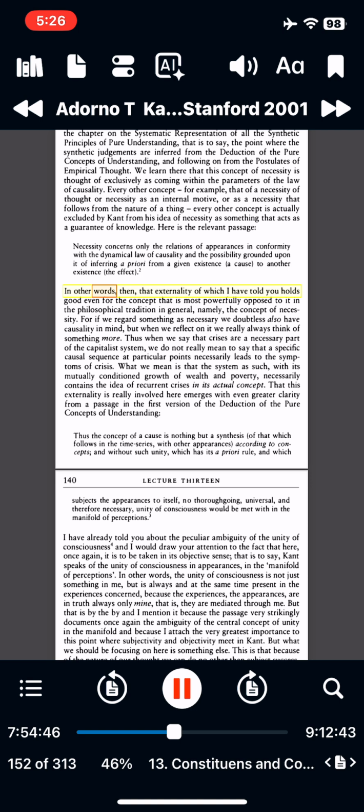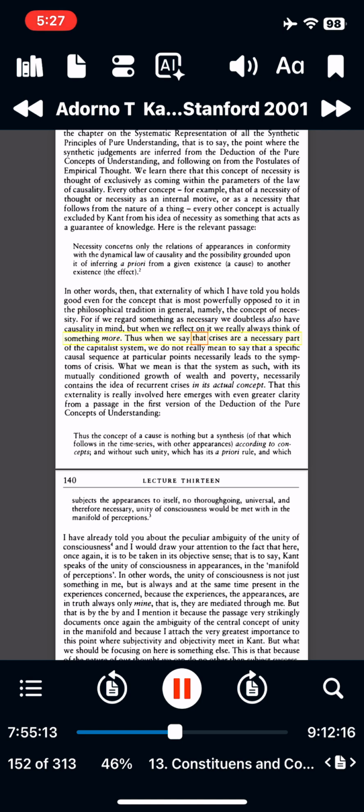In other words, then, that externality of which I have told you holds good even for the concept that is most powerfully opposed to it in the philosophical tradition in general, namely, the concept of necessity. For if we regard something as necessary we doubtless also have causality in mind, but when we reflect on it we really always think of something more.